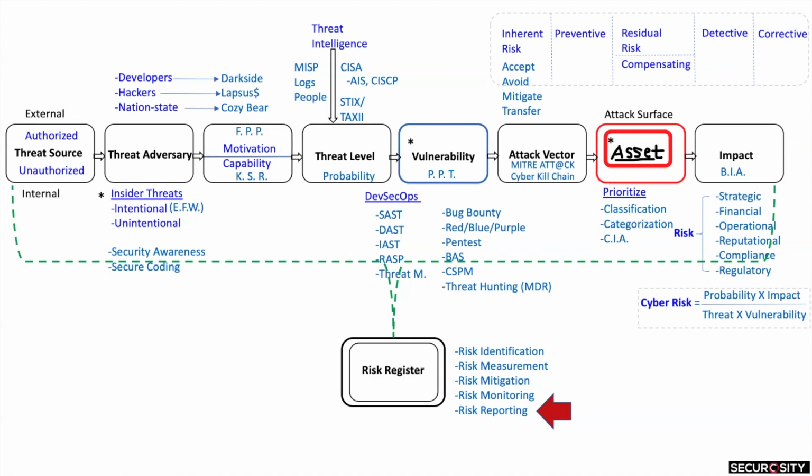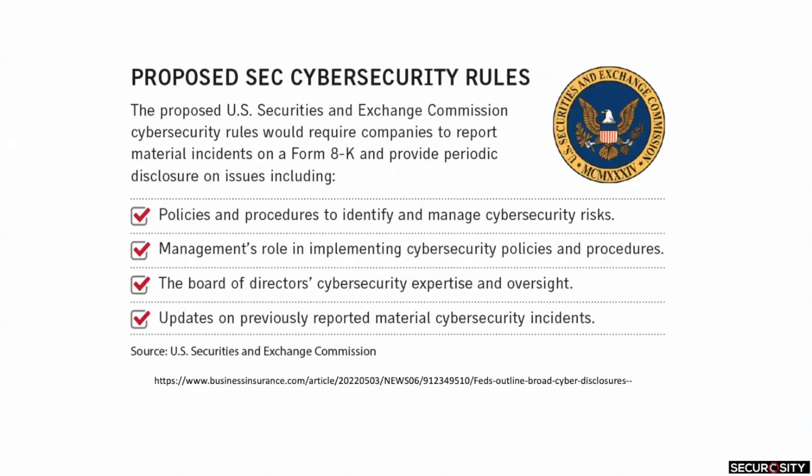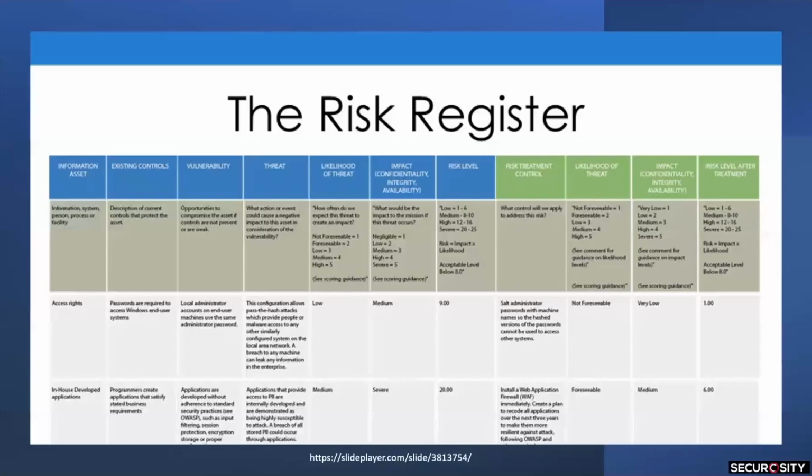Risk reporting is important, particularly when reporting to our organization's executives and board of directors for their awareness, prioritization, and budget approval. Risk reporting becomes critically important for public companies because the Securities and Exchange Commission, SEC, now requires public companies to report on any material cybersecurity incidents, and the board of directors has oversight of the cybersecurity risk in an organization. This is an example of a risk register.